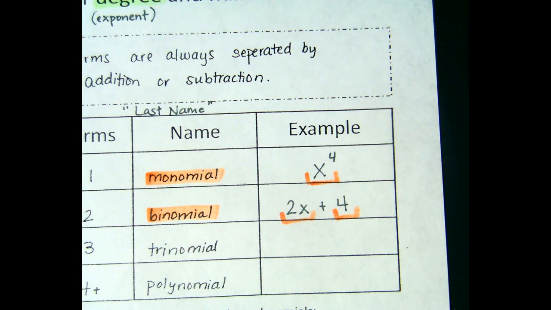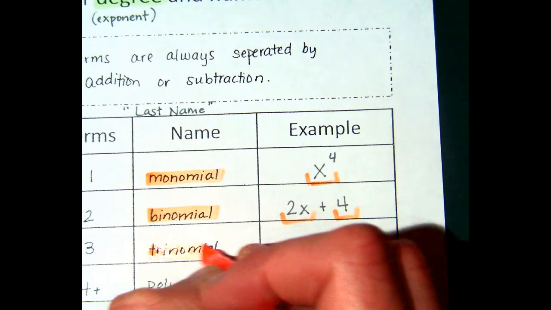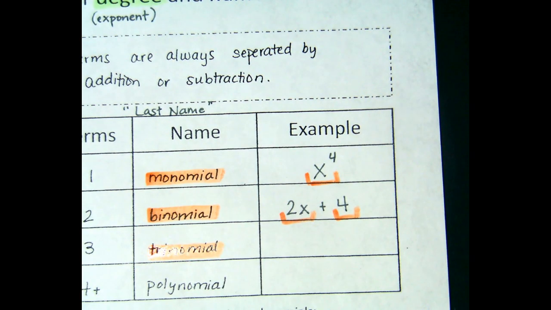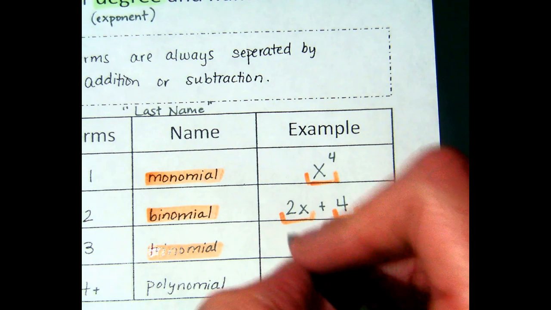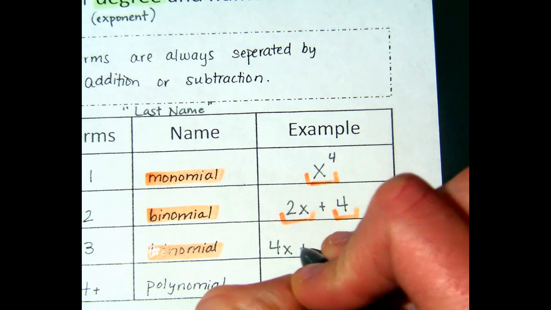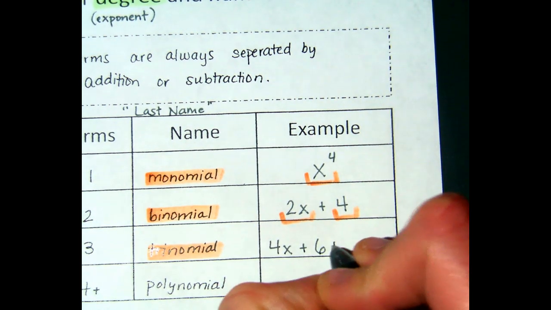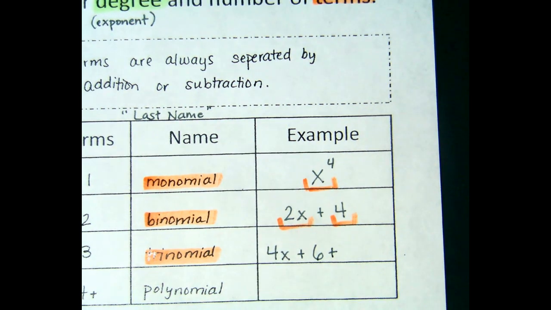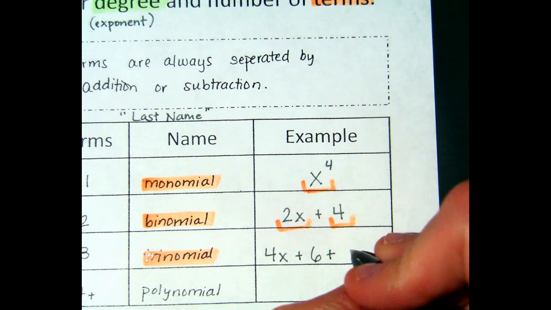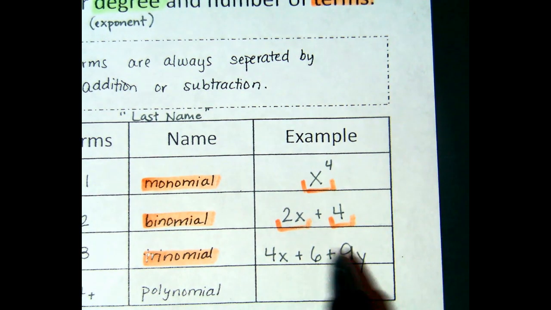Trinomial, like a tricycle, means you've got 3 wheels, so we have 3 terms. Somebody tell me something with 3 terms. 4x plus 6. Okay, I don't want to do 9, and here's why. They would be like terms, I could put them together. 9y. Because I can't put any of that together, right?